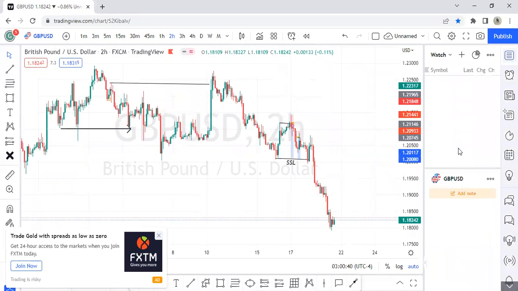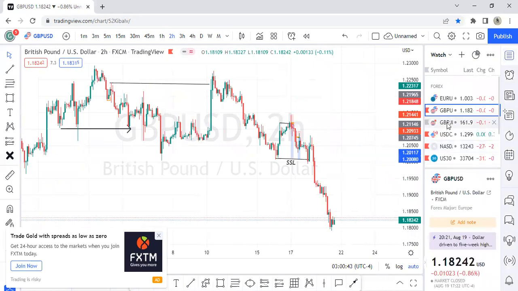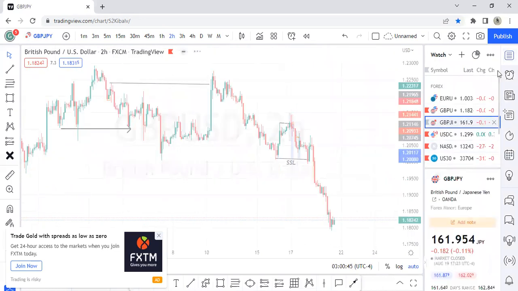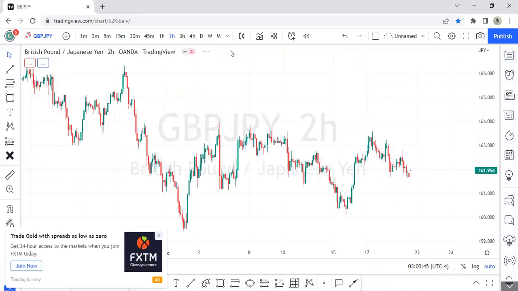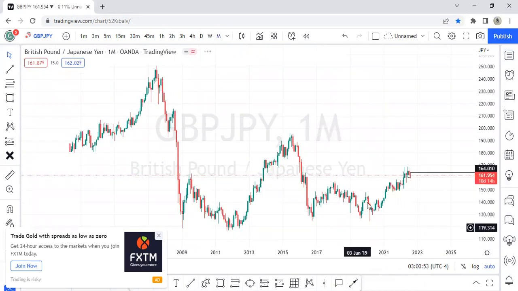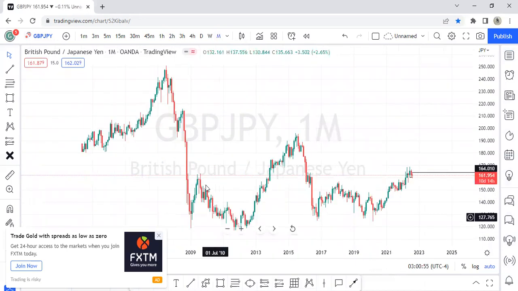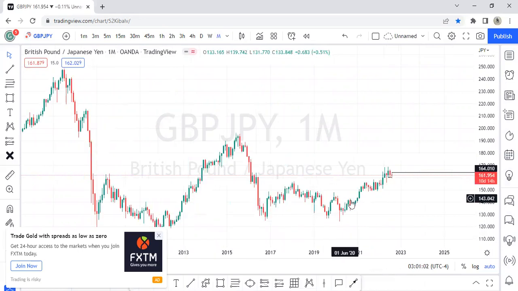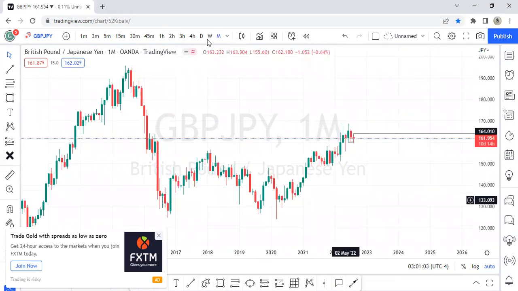So let's also look at GJ, just a run through on GJ, and then we call it a day. Let's just head over to the monthly. Look at the monthly time frame of GJ. GJ has obviously broken major highs, so GJ is obviously bullish on the monthly time frame. Doesn't mean we cannot sell.